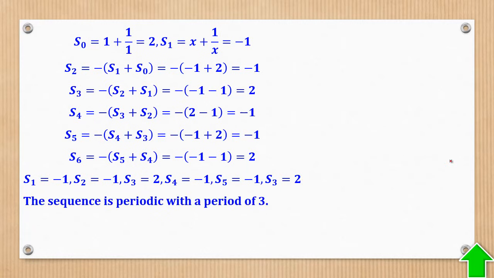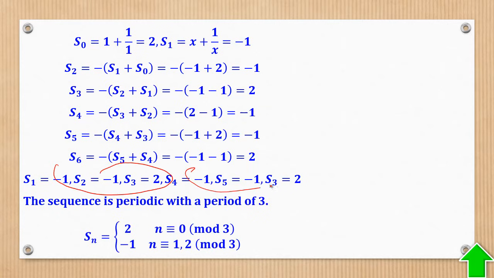So we shall say that the sequence is periodic with a period of 3. Period of 3 means that after every 3 terms, there is a repetition. After these 3, there's a repetition. After every 3, there is a repetition. That's what we mean by period.